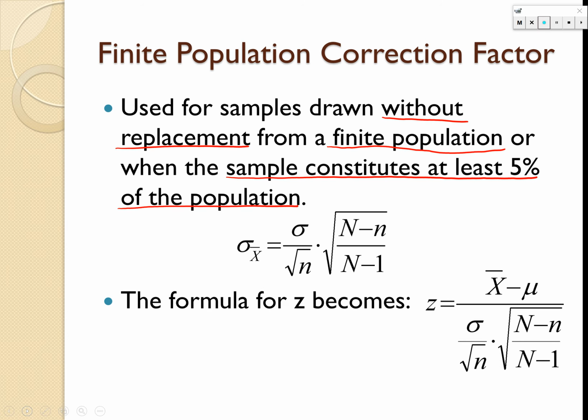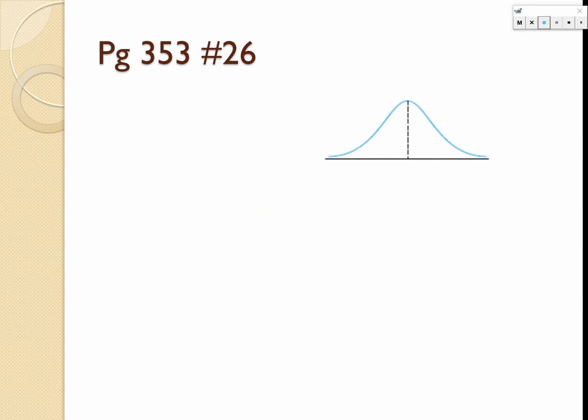So then if you want the whole formula for Z, this, folks, is just for the standard deviation. That's just for the standard deviation. So if you want the entire Z formula, that's what it becomes in the bottom right corner. So that's what you would then use. So let's try this one out. Let's look at number 26.